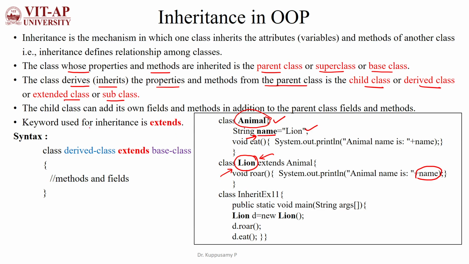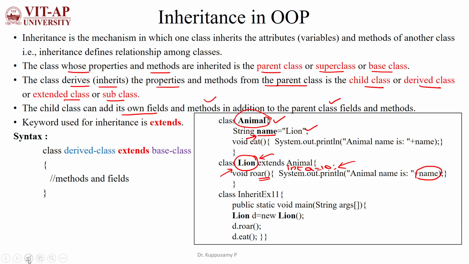The child class can add its own fields and methods in addition to the parent class fields. That means if I want to declare any more variables here, suppose integer a equal to 10, I can define the variables inside the child class if I want. Like that, methods also can be defined inside the child class whenever required, based upon the user's requirement.